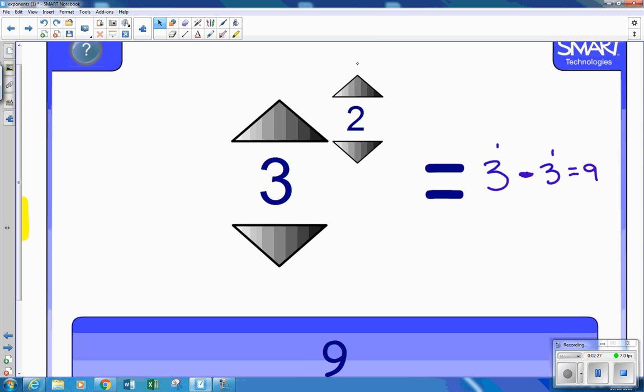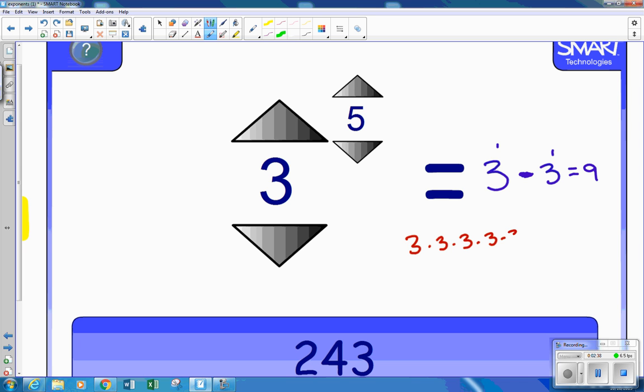And you see, no matter how big the exponent, like if I had 3 to the fifth power, that means I have to write out 3 five times and multiply them all together, just 2 at a time. 3 times 3 is 9, times 3 is 27, and I keep going, and 3 to the fifth power is 243.